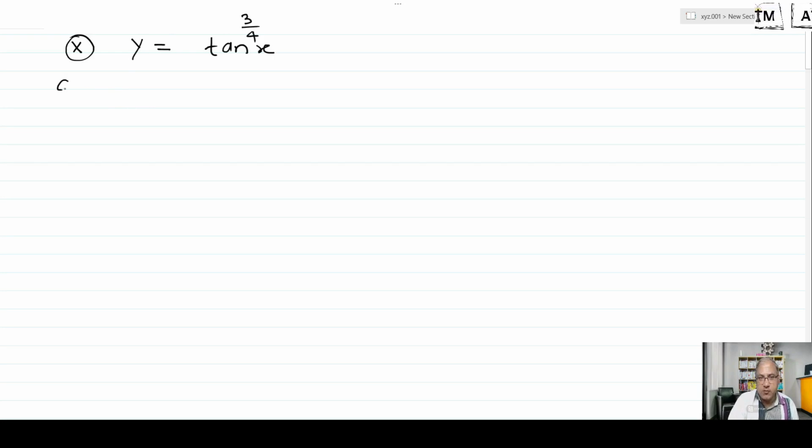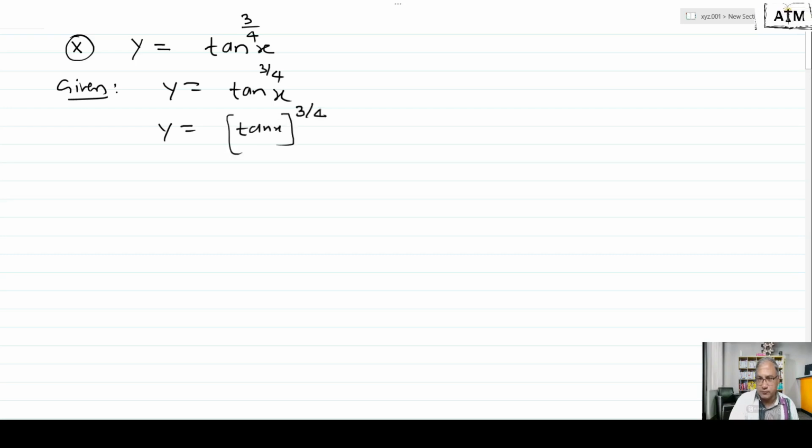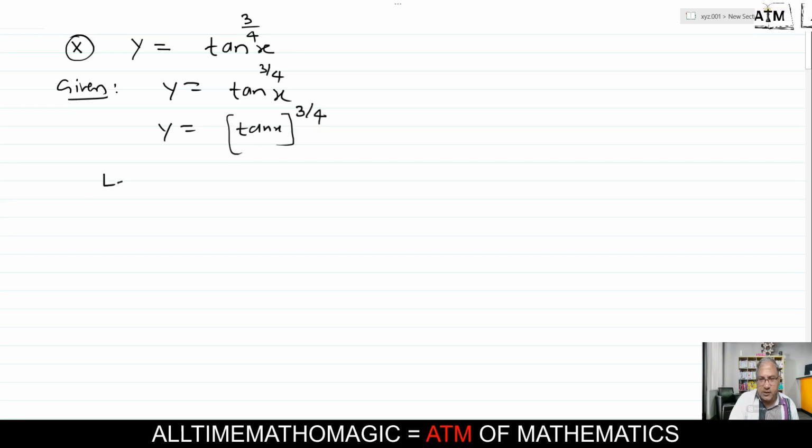So first of all, what is given? We write given here y equals tan raised to 3 by 4x. Then it can be written as usual tan x here and whole raised to 3 by 4. Steps are not changing. Let tan x equal u. Therefore y equals u raised to 3 by 4.